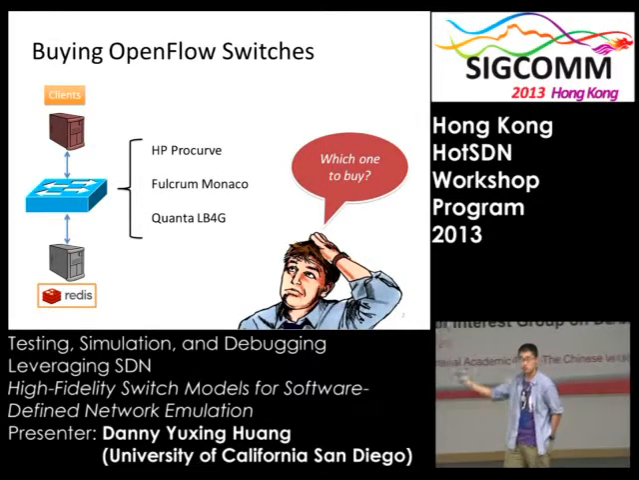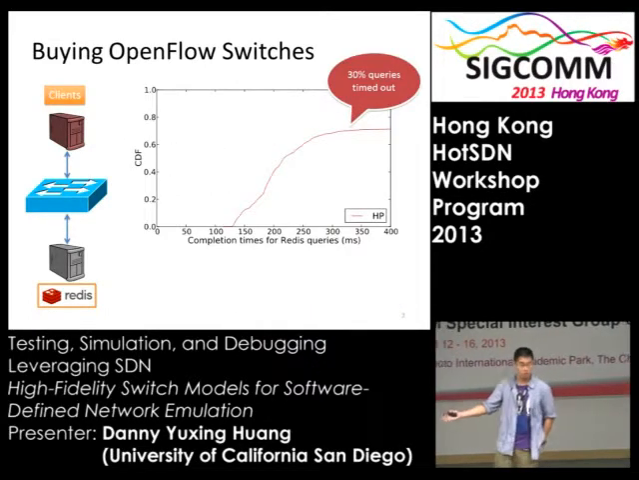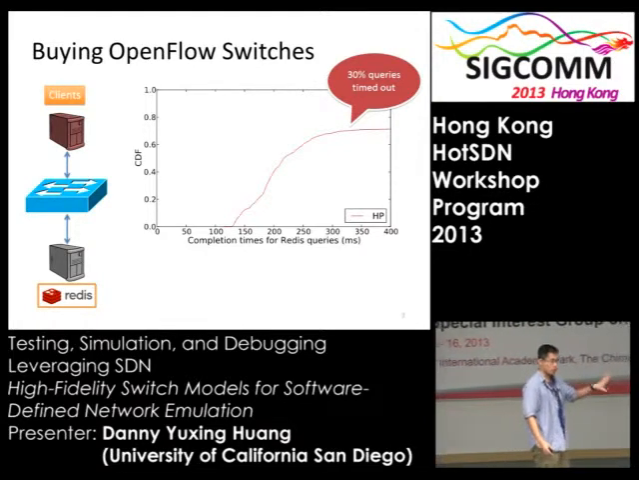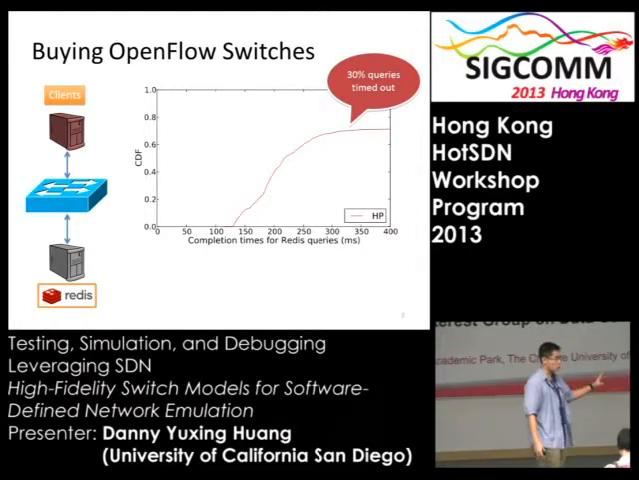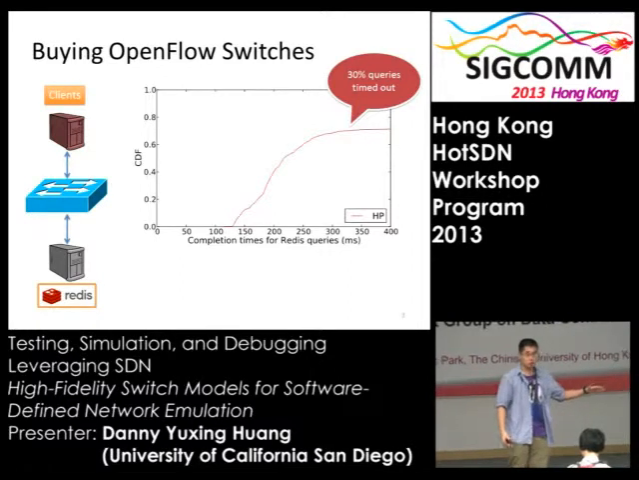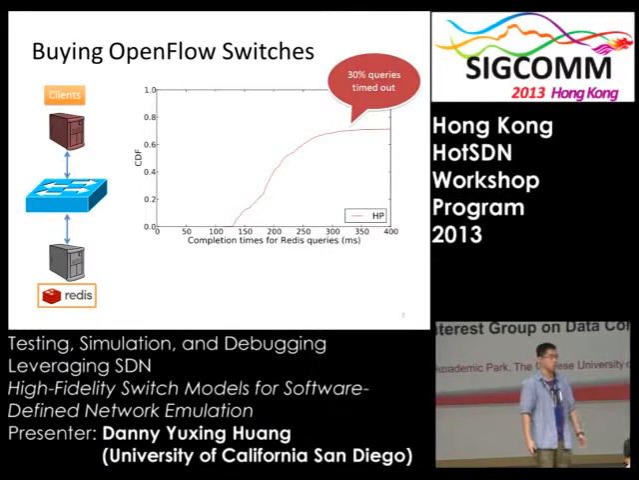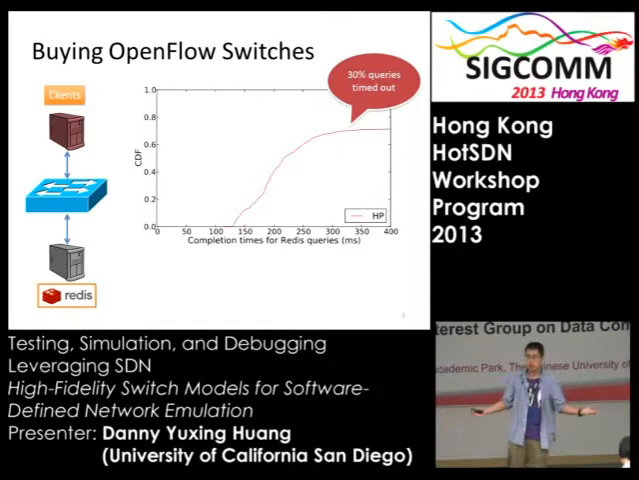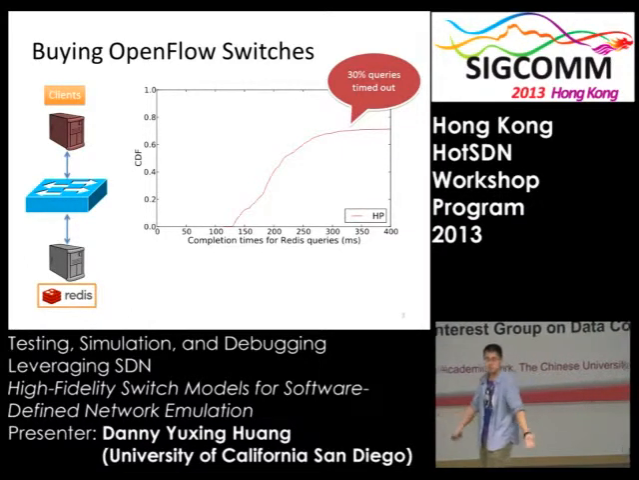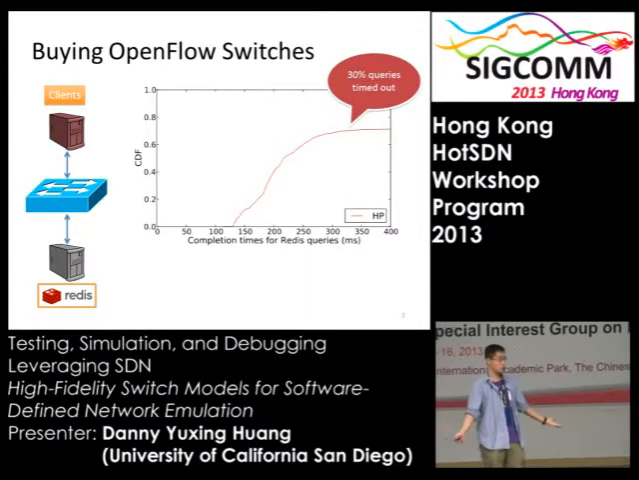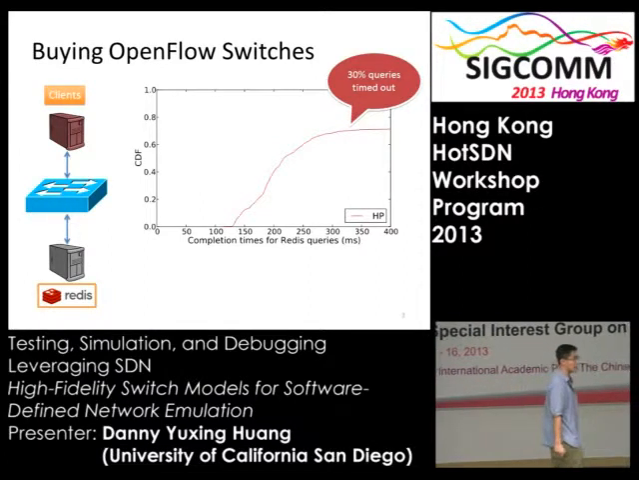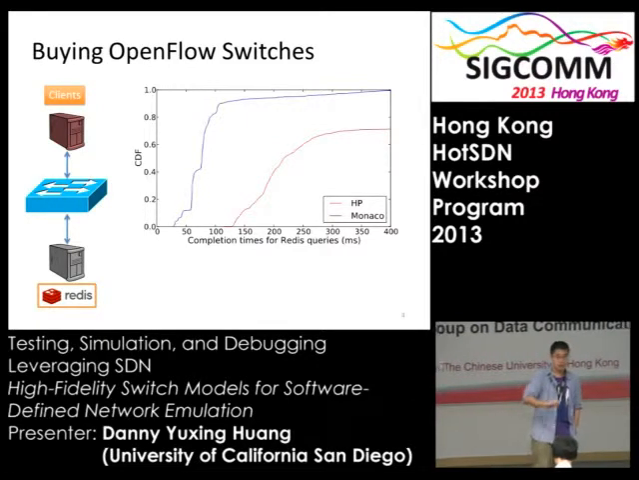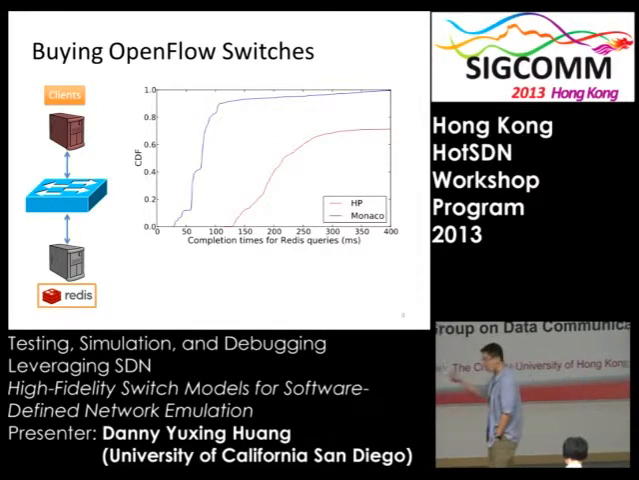Say you pick the HP switch and run your application on top of it and see how it performs. Details about this workload come much later, but what this graph essentially shows is how fast your Redis clients are completing their queries. You're a bit worried, as you can see, that about 30% of the queries never completed. So you decide to try another switch. Say, for instance, you plug in the Monaco switch. It's doing much better. Faster clients, fewer losses, great.